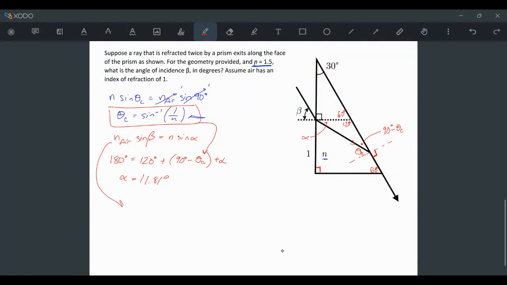Then at this point, all we need to plug into our Snell's law that we wrote down here. The index of refraction of air is 1. We had the prism, and we had the sine of our angle alpha. We want to solve for beta, so we just want the arc sine of what we had on the right side. That's 1.5 times sine of 11.81 degrees.